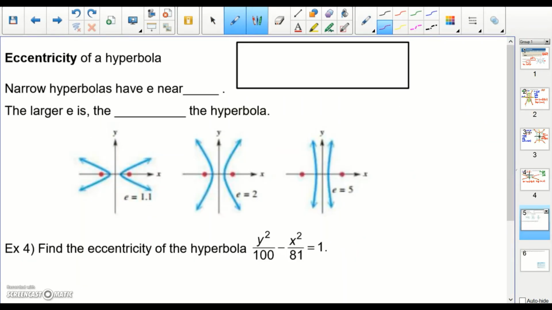Eccentricity of a hyperbola. We still have that same formula from the last section, e equals c over a, where c is the distance to the focus and a is the larger of the distances. Narrow hyperbolas have an e value near 1. The larger e is, the wider the hyperbola. So you can see this one is kind of narrow and its e value is near 1. This one has a rather large e value of 5 and it's a really wide one.